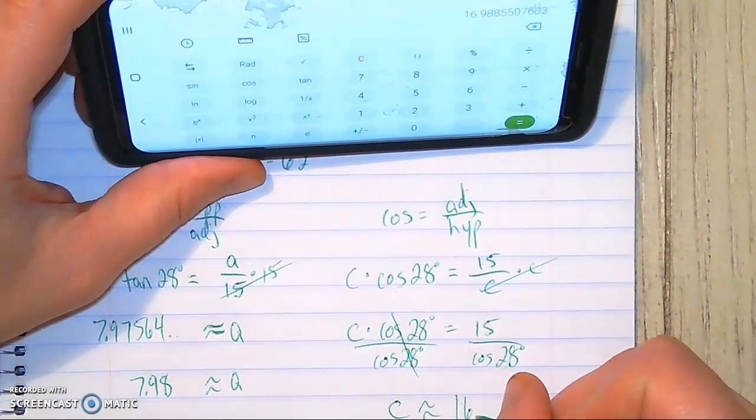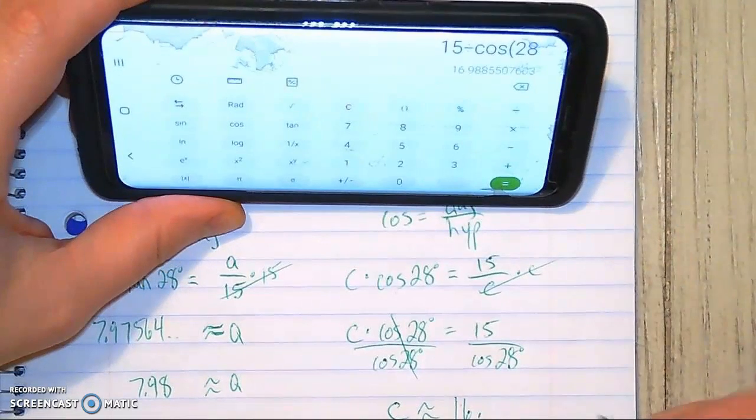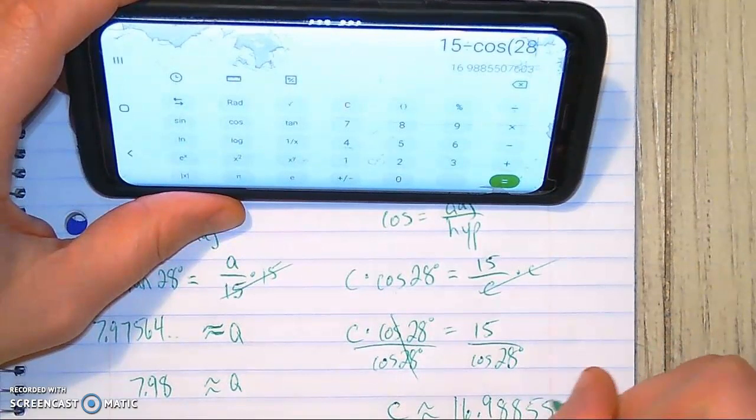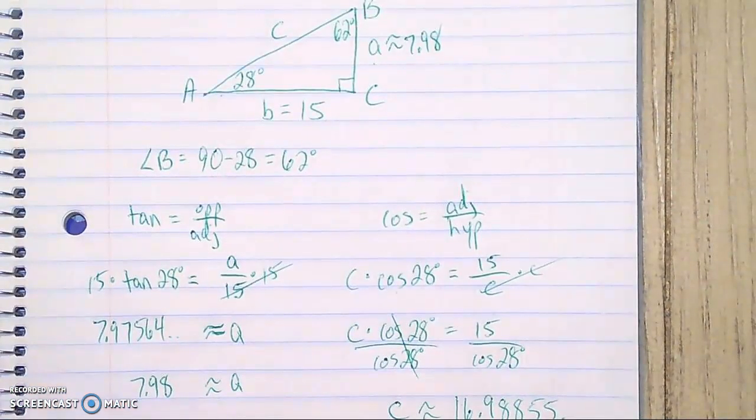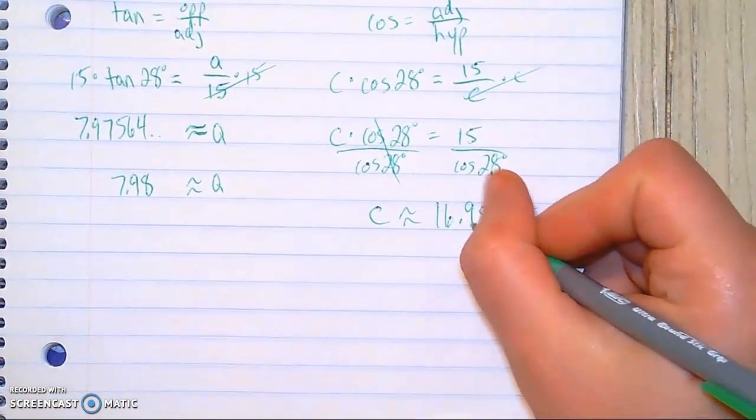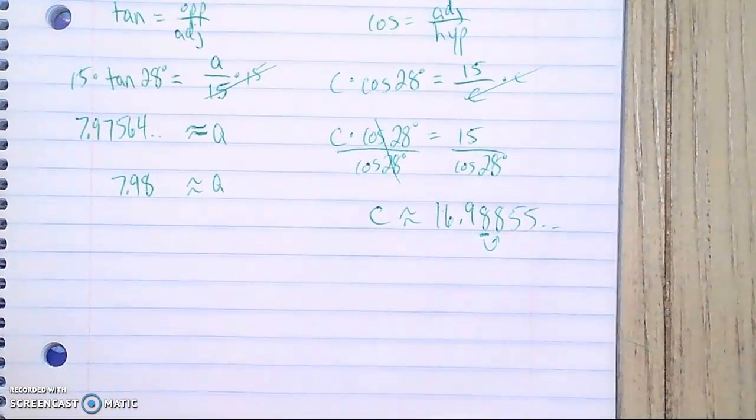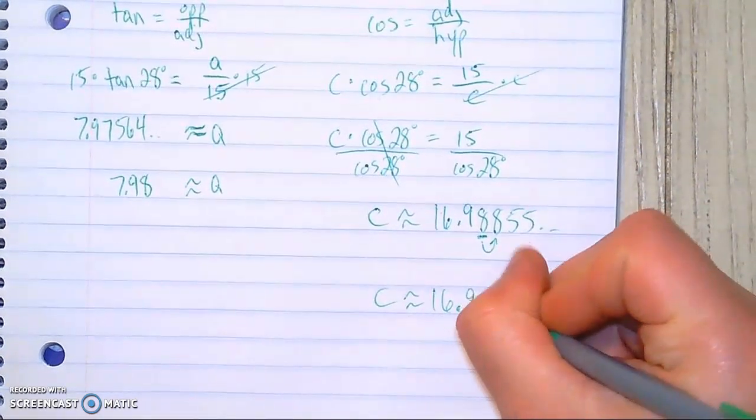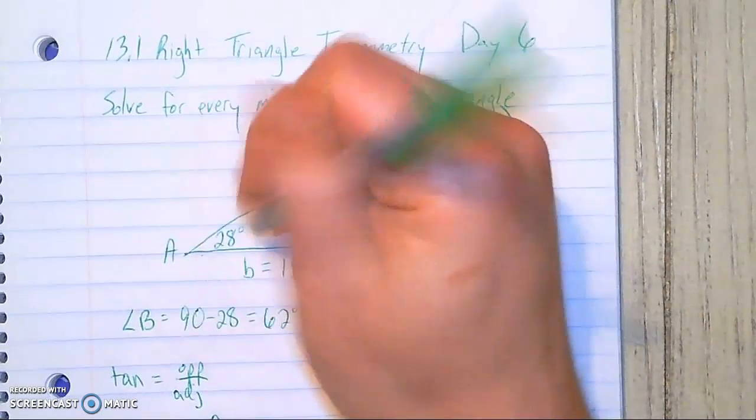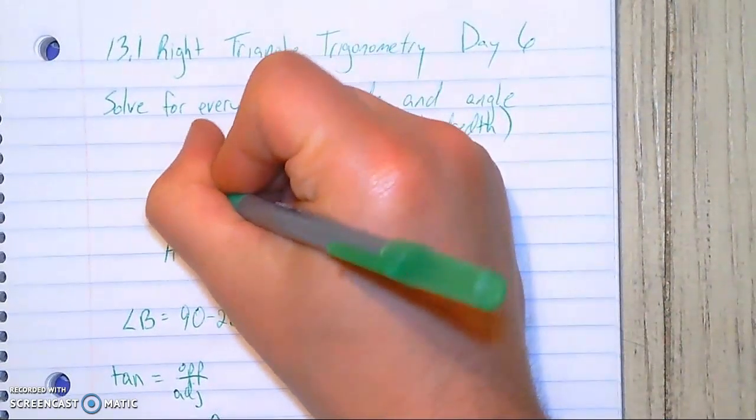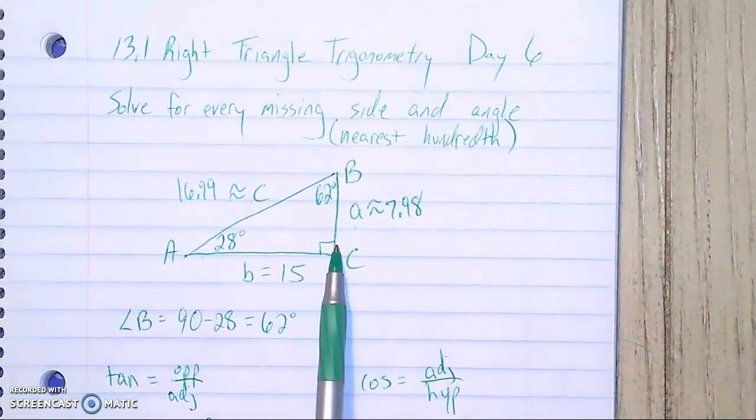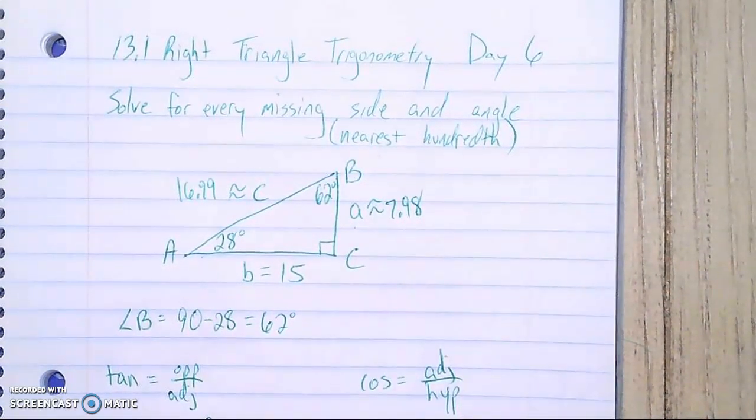And it looks like 16.98855, and it keeps going. And again, following my own directions from earlier, I'm rounding to the nearest hundredth. So I find the hundredth place, I look at the thousandth place next to that, I decide to round up. C is about 16.99. And now I can go back to my original diagram, label C is about 16 and 99 hundredths, and check and confirm that I've got all three angles and all three sides. So we solved the entire right triangle using trigonometry there.